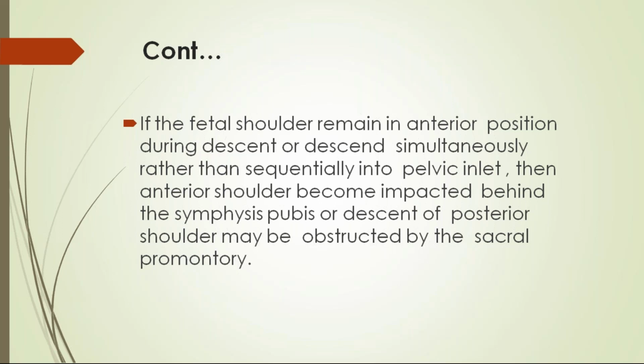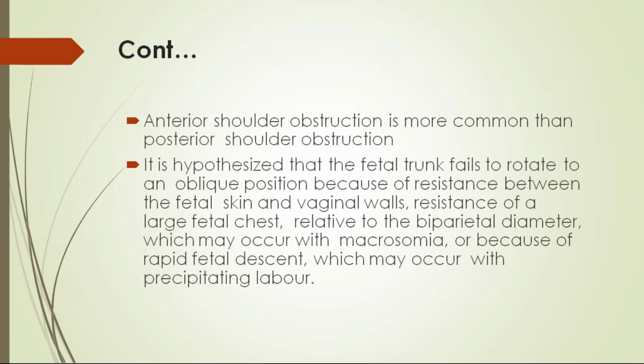Descent of the posterior shoulder will be obstructed by the sacral promontory. Either way, we will land up in shoulder dystocia. Obstruction of the anterior shoulder is more common than posterior shoulder obstruction.